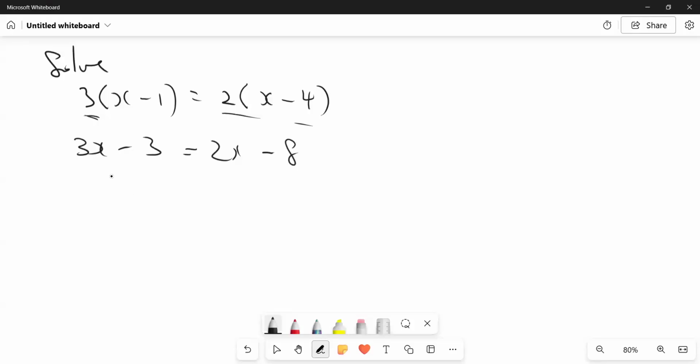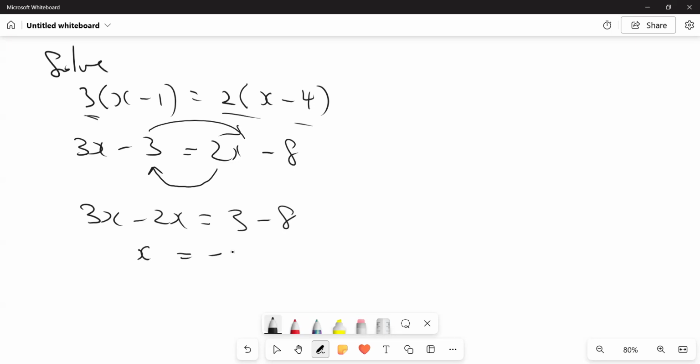All right, good. So now I'll go to the shortcut. I'll take this 2x over here, and I'll bring this minus 3 over here. So I end up with 3x minus 2x equal to 3 minus 8. And 3x minus 2x will give us x. 3 minus 8 will give us minus 5. So the hardest thing was to remove the brackets. And then you try to get the x's on one side and all the constants on the other side.